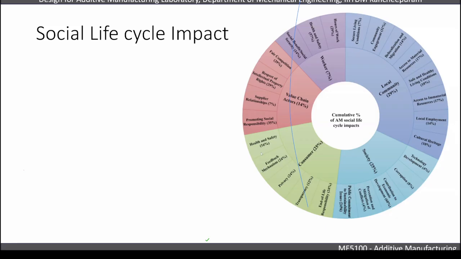Another thing is consumer, so consumers get privacy, transparency, and end of life responsibility to recycle the components. Society, for example, public commitment to sustainability, how people are behaving to 3D printed parts and things like that. And also in the value chain, supplier relationship, intellectual property rights, how they would affect those. So you can see these are the cumulative percentage of social life cycle impacts measured across many AM processes.